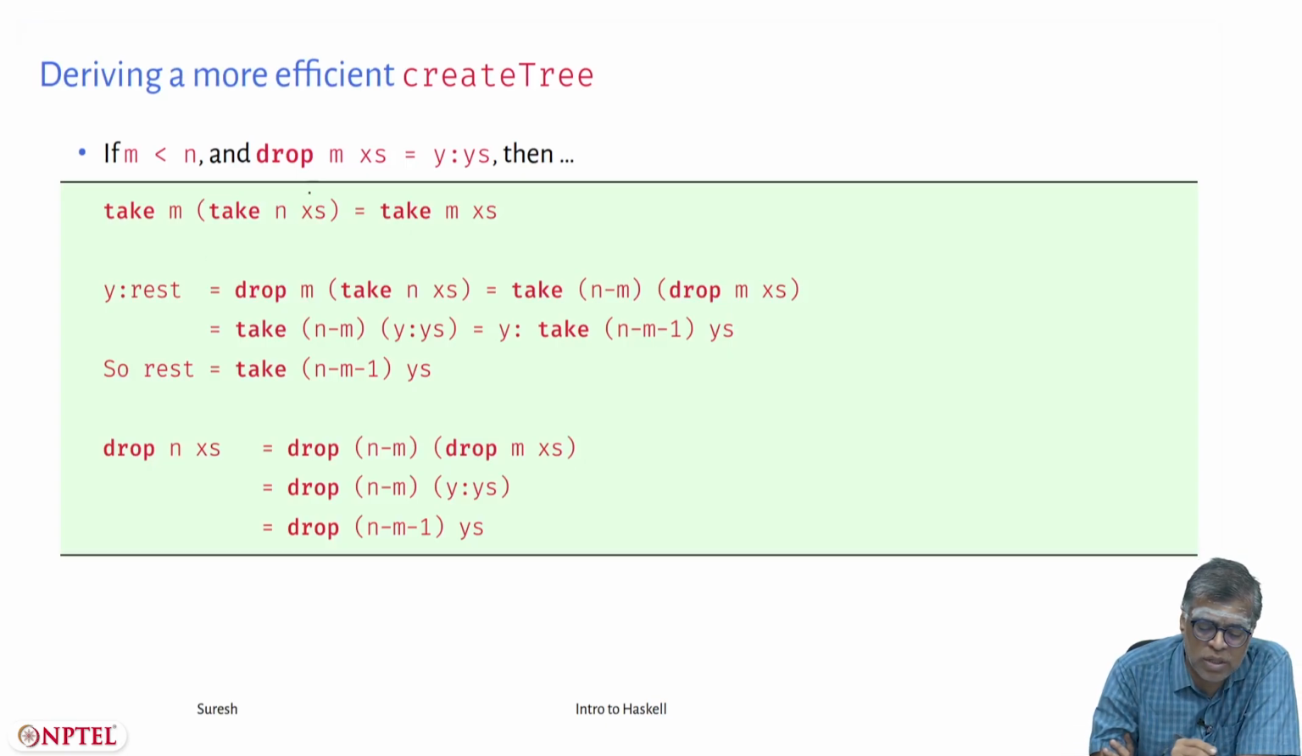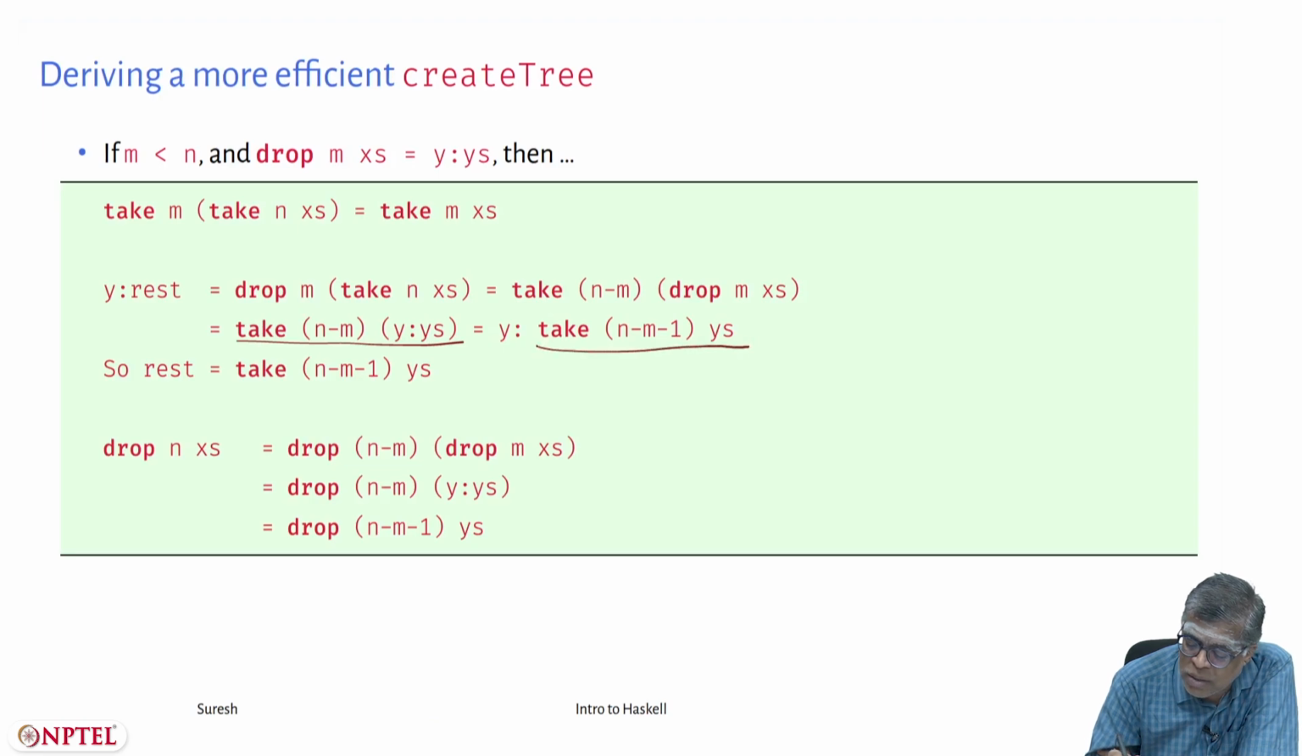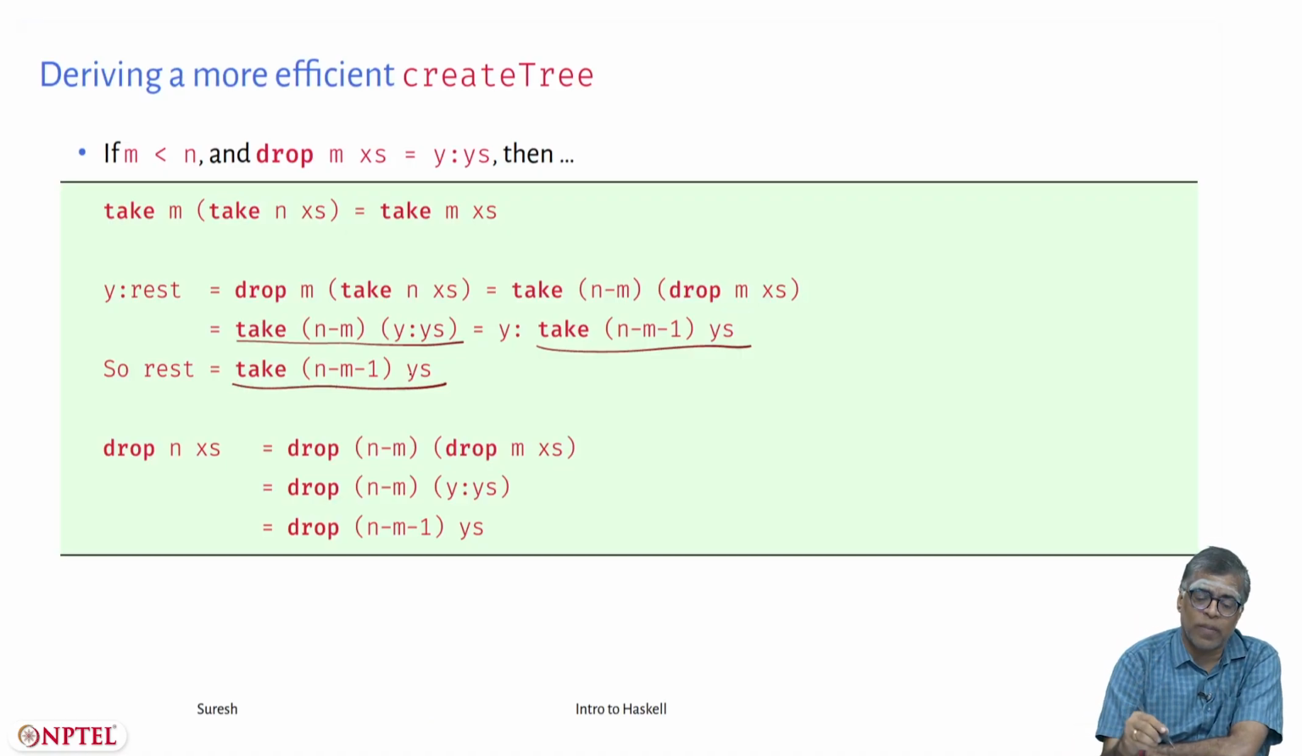Okay. So here is the calculation. Take m of take n of x's is take m of x's. Y colon rest is drop m of take n of x's, that is the same as take n minus m of drop m of x's, that is the same as take n minus m of y colon y's, but that is also the same as y colon take n minus m minus 1 of y's. So rest is actually take n minus m minus 1 of y's.